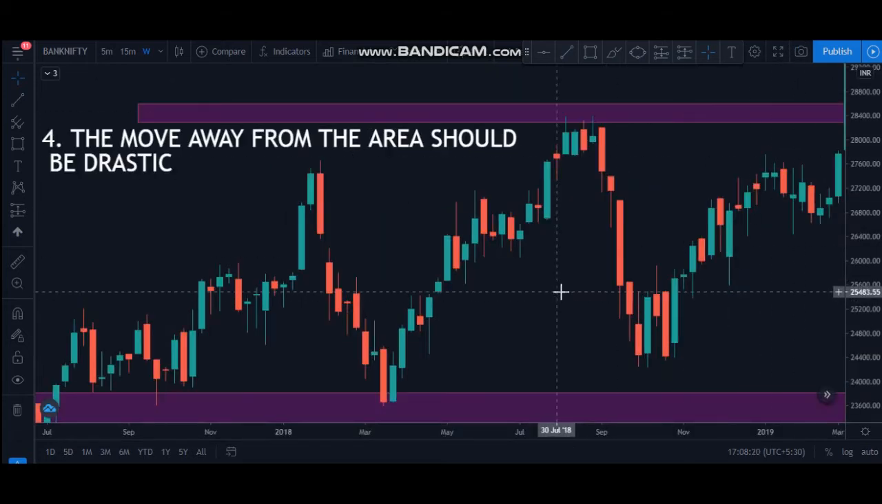Fourth, the move away from the area should be drastic, means when price touches here, it should bounce higher. Again, it bounces higher. In the resistance area, price comes and goes down. So it should be a drastic move away.